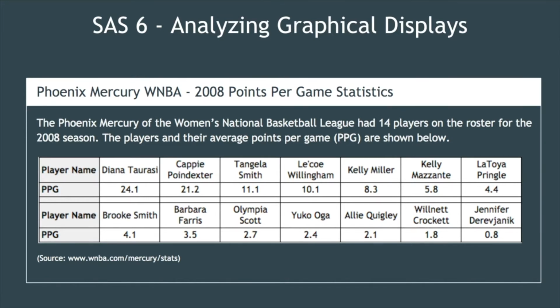So let's look at this table we have here. We have a table of points per game for the Phoenix Mercury Women's National Basketball Association team back in 2008. They had 14 players in the roster for that season, and the players and their average points per game are shown in this table below. Okay, and you can see where the source comes from right there.